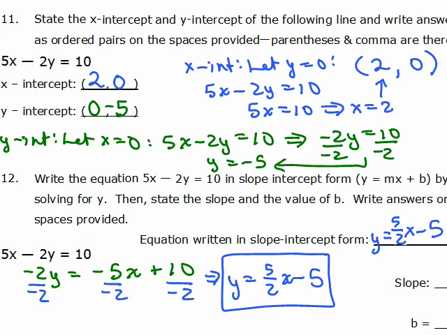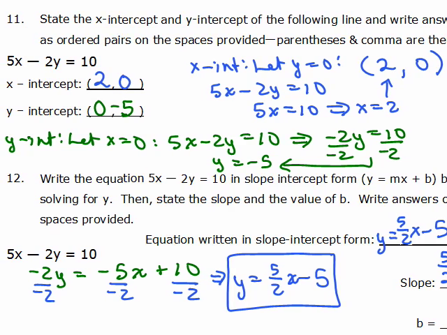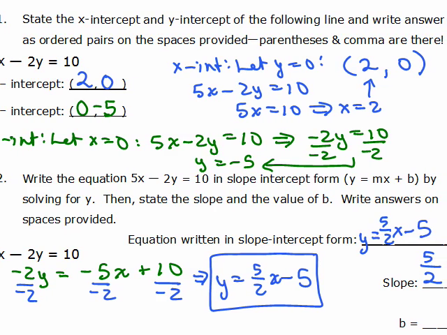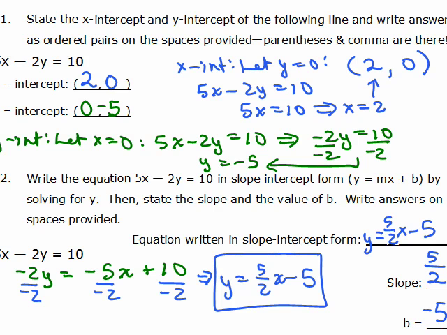So the slope is the 5 halves. You could also get the slope by taking the x and y intercepts and using the formula for slope. And you should also get 5/2 using the formula for slope. All right, what about b? That's the y-intercept, which is -5. And that agrees with what we had up here for number 11, that the y-intercept was -5. So, everything looks good.